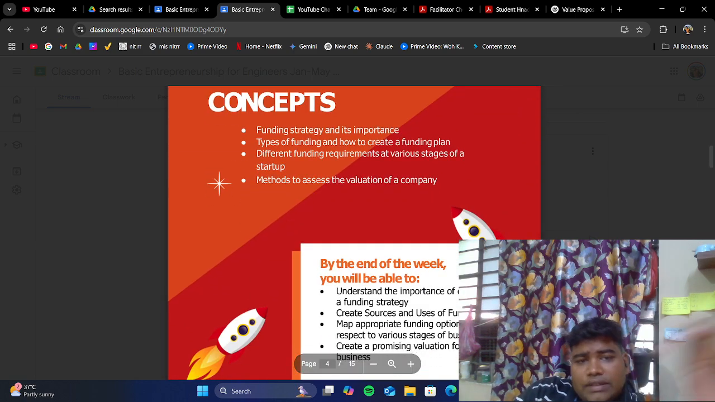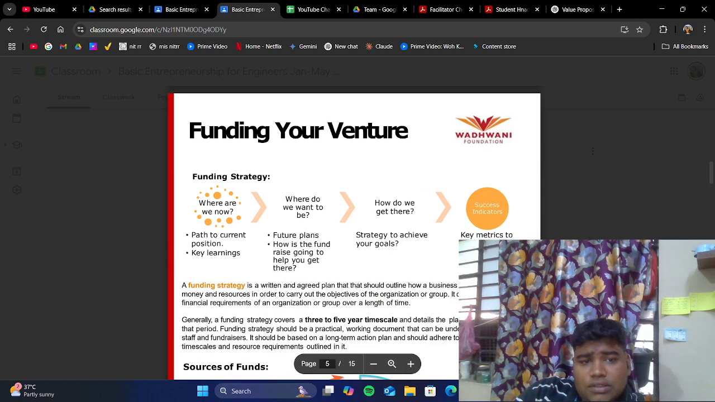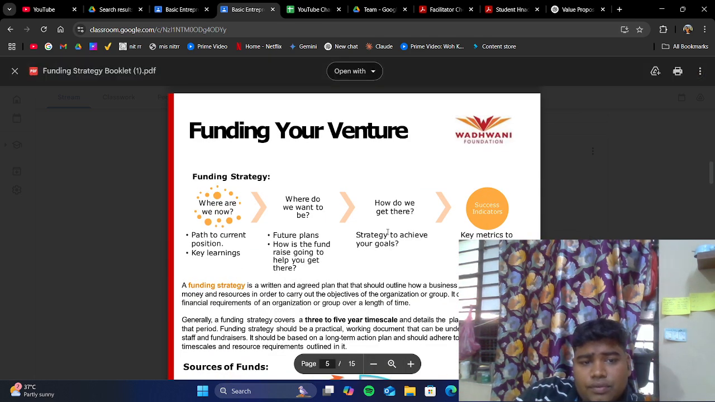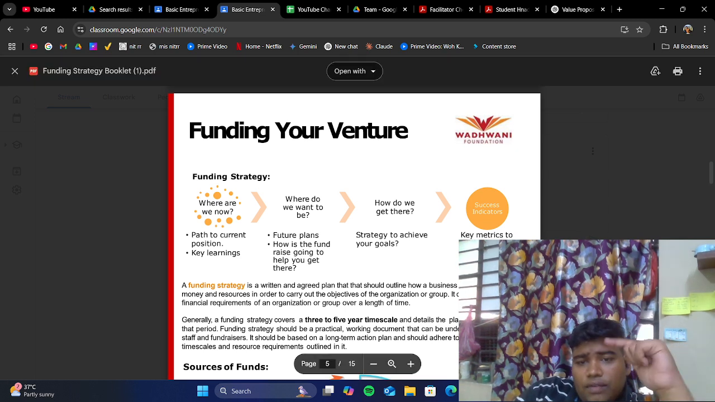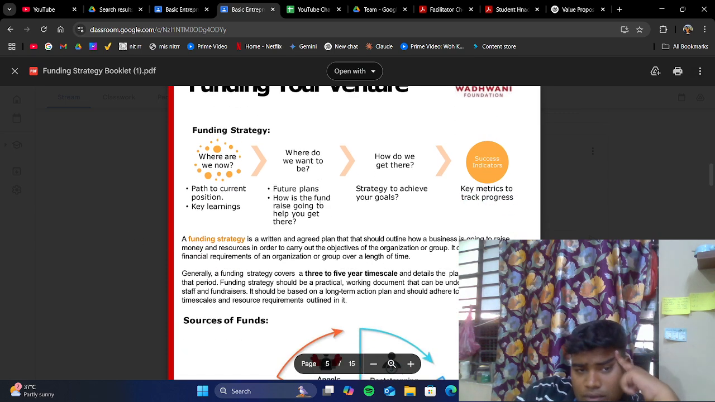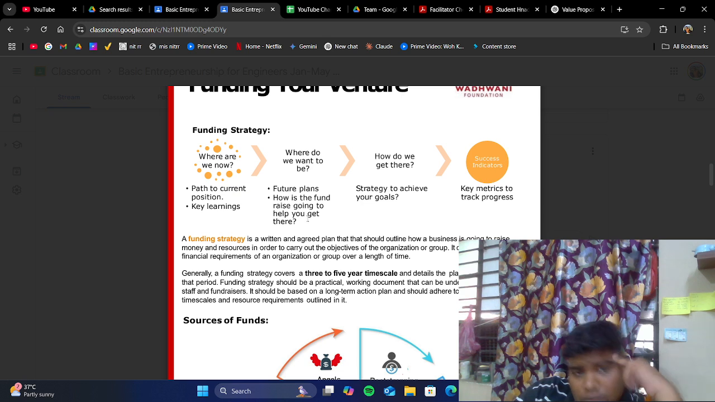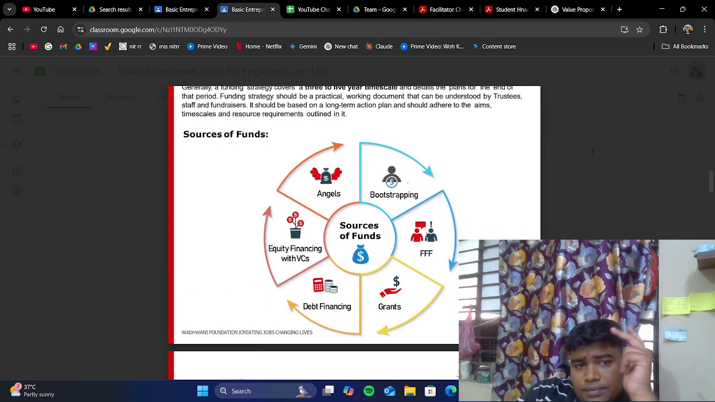Now, the funding strategy and its importance. So where are we now? Funding strategy: where do we want to be and how can we get there are the success indicators. Where are we now? The current position, key learnings. Where do we want to be? Future plans. How do we get there? Is the strategy to achieve the goals we want.